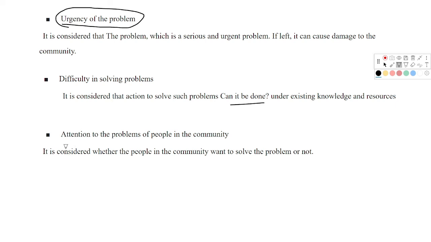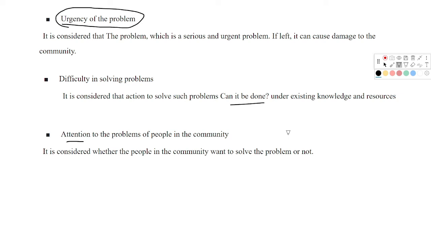The next thing you need to check is the attention to the problem of people in the community, okay? And this is considered whether the people in the community want to solve the problem or not, okay? So you might be having problems in the community that people really don't want to solve, or they don't really think much about it, okay? So you also have to check the attention to the problem.